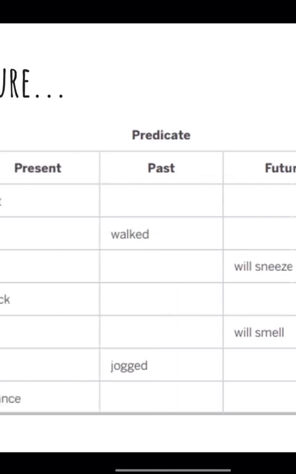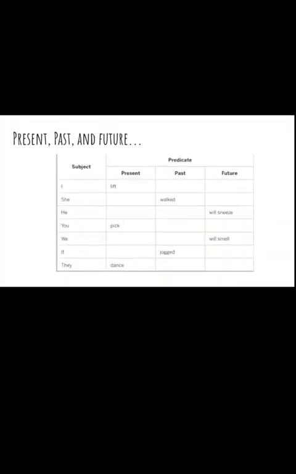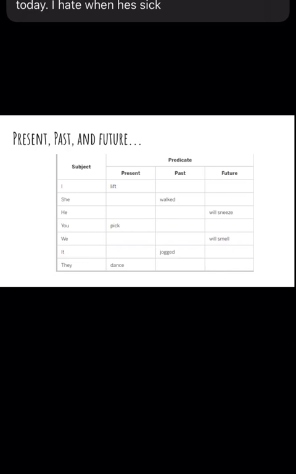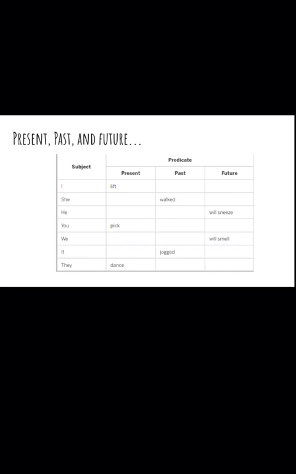Nice job. Go ahead and fill in this chart. You can pause this video and think about it. You don't have a worksheet, okay? You're just thinking about it in your heads. You can go ahead and write it down if you would like and send me a picture just so I know that you're practicing. Okay, let's go ahead and go on to our next slide.